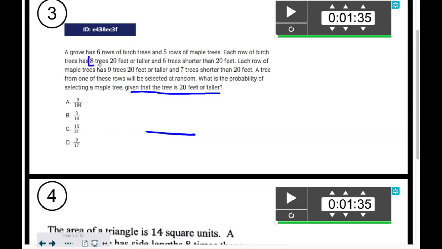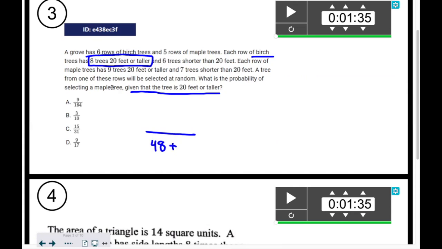So I have 8 trees, 20 feet or taller, from the birch. That's 8 times 6. Again, if we just look at the birch, each row of birch has 8 trees 20 feet or taller, and there's 6 rows. So that's a total of 48 of the birch trees that are 20 feet or taller.